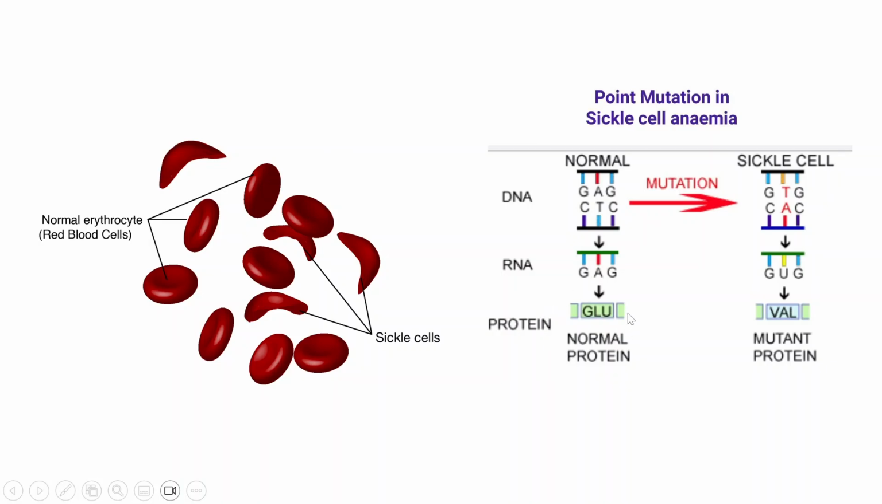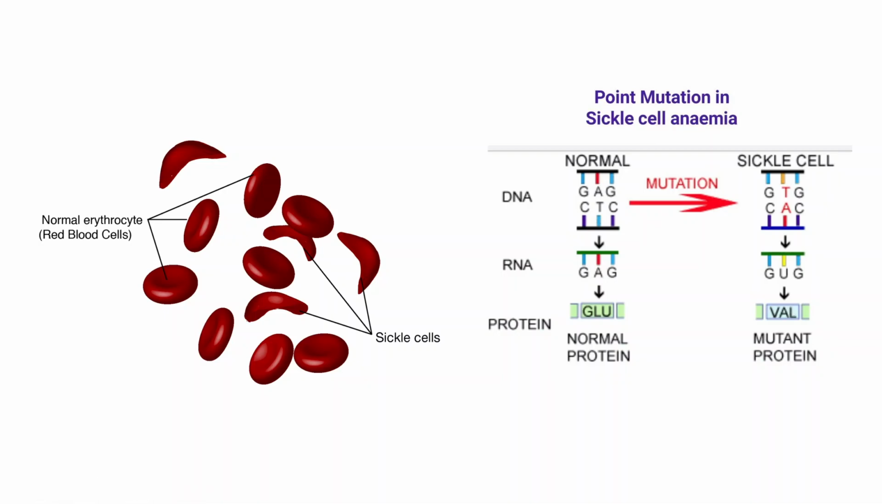Now in the normal protein we had glutamic acid, but in the diseased cell we have valine. If you remember the properties of all the amino acids we discussed in the previous sessions, you will remember that glutamic acid is a charged amino acid, right? So it is hydrophilic in nature. It can easily interact with the outer hydrophilic surrounding. But if you remember, valine is a hydrophobic amino acid.